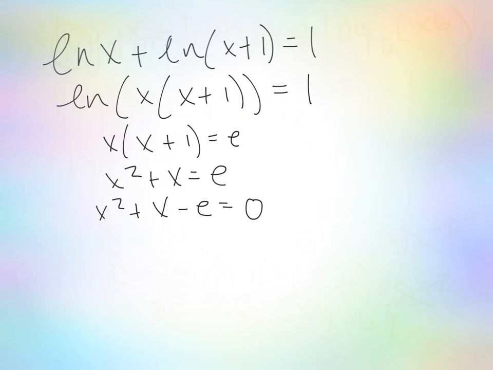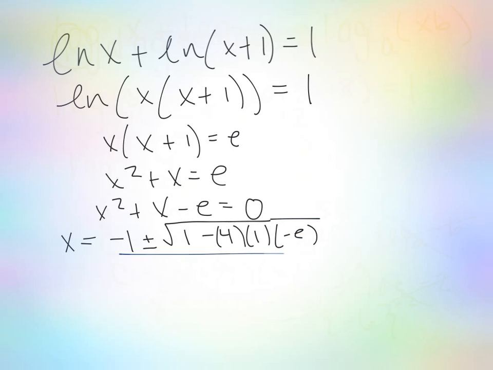So we're going to put that into the formula. So we get x equals negative 1 plus or minus the square root of, what the b is, 1, so 1 minus 4 times a, which is 1, times c, which is negative e, all over 2 times a, which is 1, so don't worry about that. Then we get x equals negative 1 plus and minus.